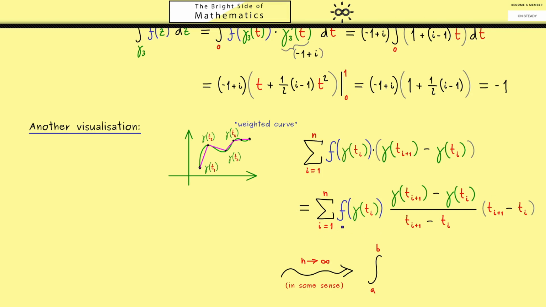The first part will be f of gamma of t, and on the other hand, the last part here will be dt. And finally, the middle part you see is an approximation of the derivative of gamma. Hence, in summary, you see we get our original definition for the contour integral back. In other words, this here is another way to justify this definition here. So you see, it's very important that you remember this definition here.